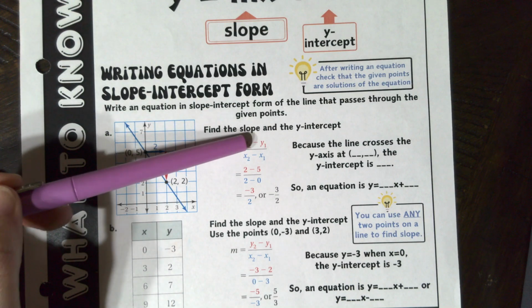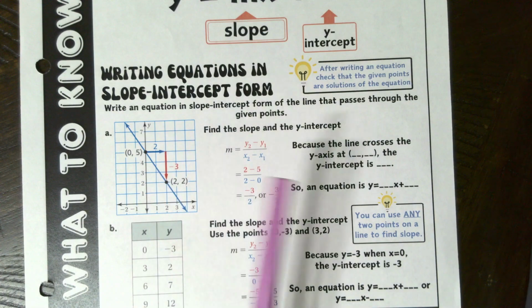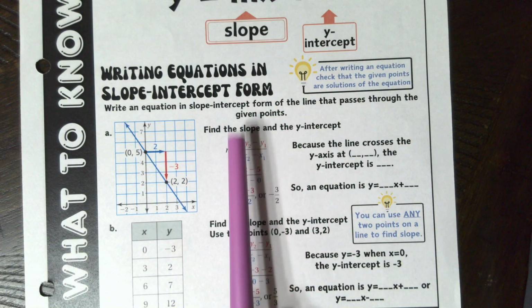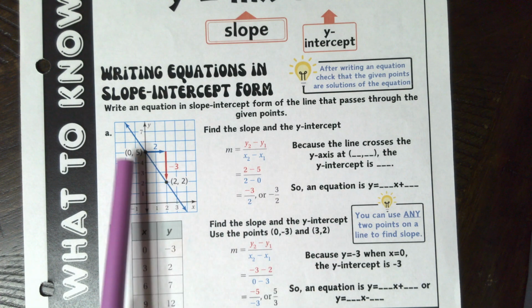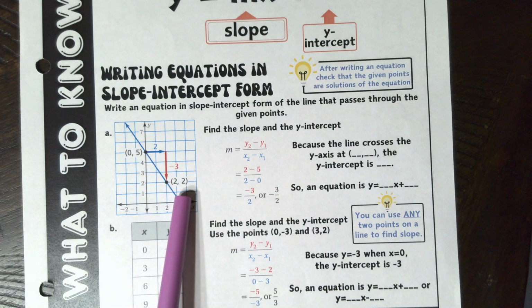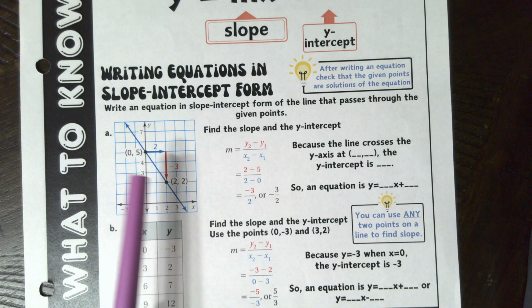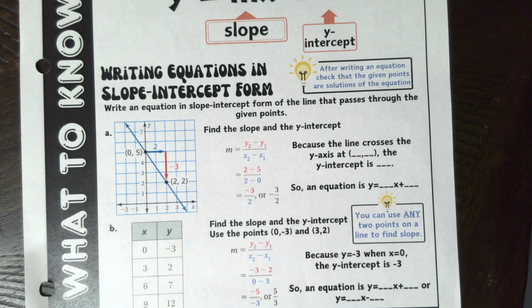So I would do y sub 2 minus y sub 1 over x sub 2 minus x sub 1. So then I would have said 2 minus 5 over 2 minus 0. And that would have got me my negative 3 over 2, which is then my slope. Okay.